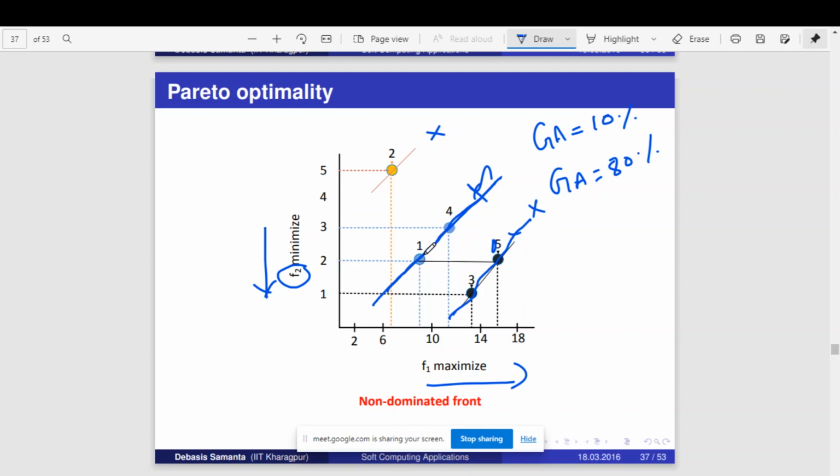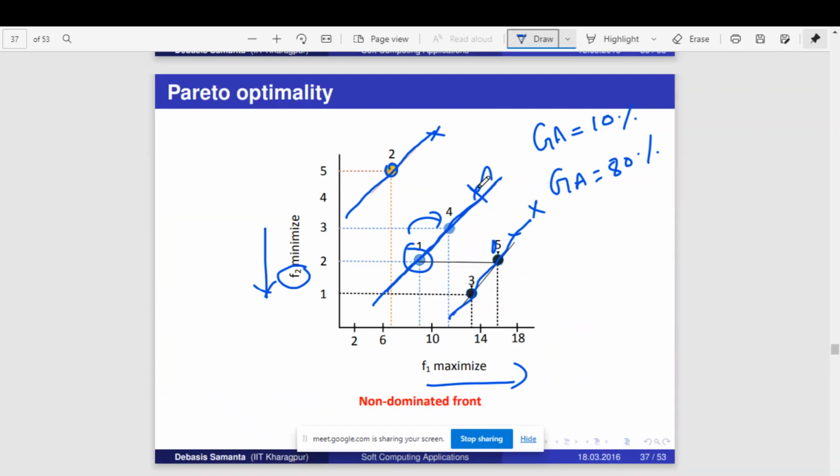So here we cannot say 1 is better than 4 or 4 is better than 1. No, they are equal. You can improve solution 1 by moving to 4. That is an improvement in terms of F1, but a degradation with respect to F2. Similarly, this is also a Pareto optimal front, but in this one there is only one solution lying. So this is about Pareto optimality.